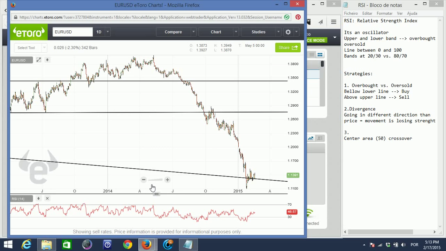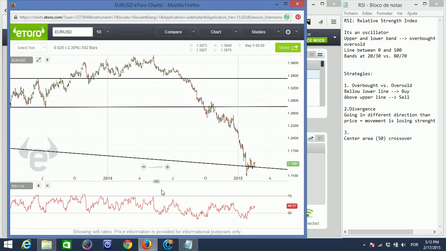You can make it a little bit bigger to see it better. Okay. And then we have the two bands, the 30 and 70. If it's above that line, it's overbought. If it's below that line, it's oversold.